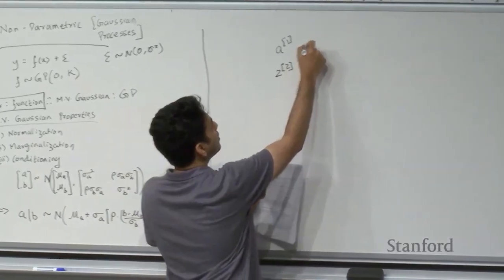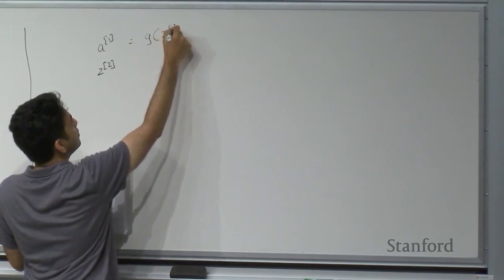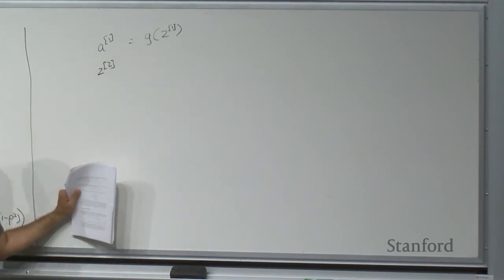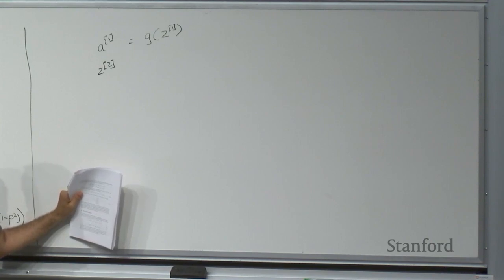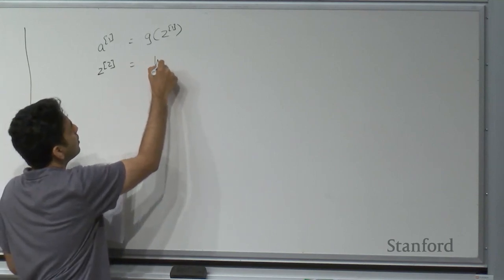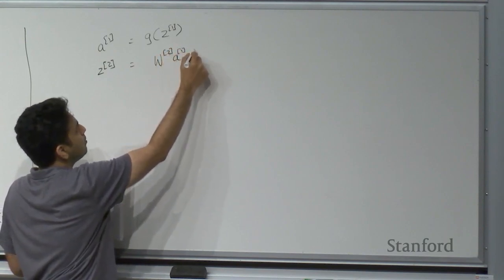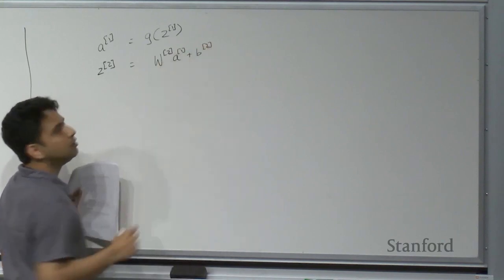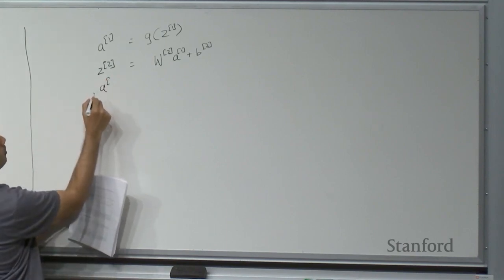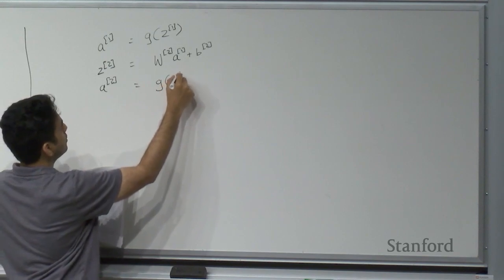So now A1, loosely speaking, we can call it G of Z1, where you can think of G as the nonlinearity, for example the sigmoid, being applied element-wise separately to each element in the input vector, right? And then similarly, Z2 is now W2 times A1 plus B2. And this gives us A2 equals G of Z2.